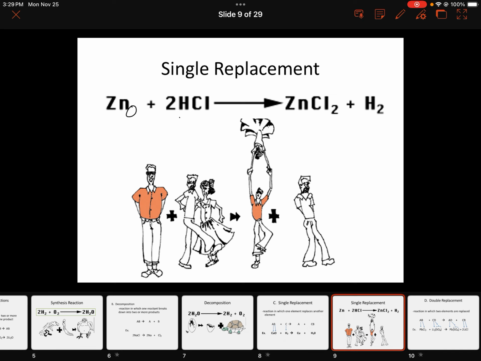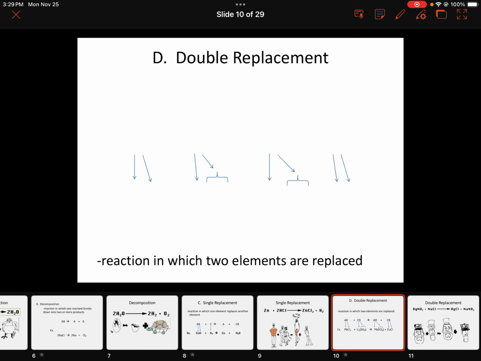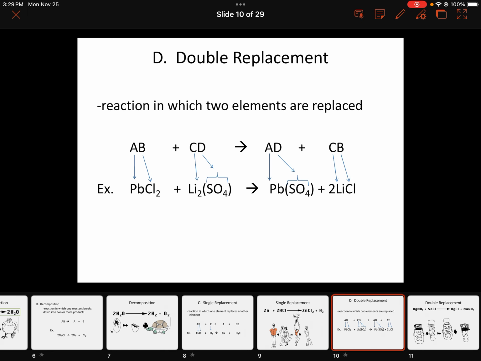Zinc is not part of the Brinkelhoff. That's a compound, so it doesn't matter. Remember, we have to do the crisscross. That's why that 2 is there. It's just a coincidence. And hydrogen's by itself, so that's why we see that 2 there. And last one, if you take a look, these are all compounds. No diatomics when it comes to compounds, remember.